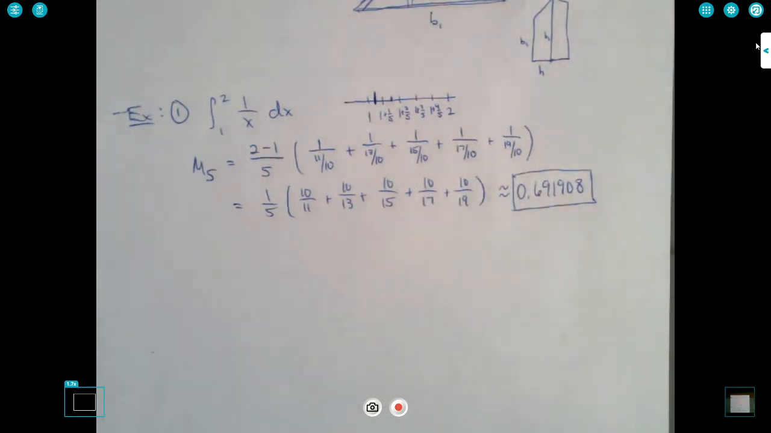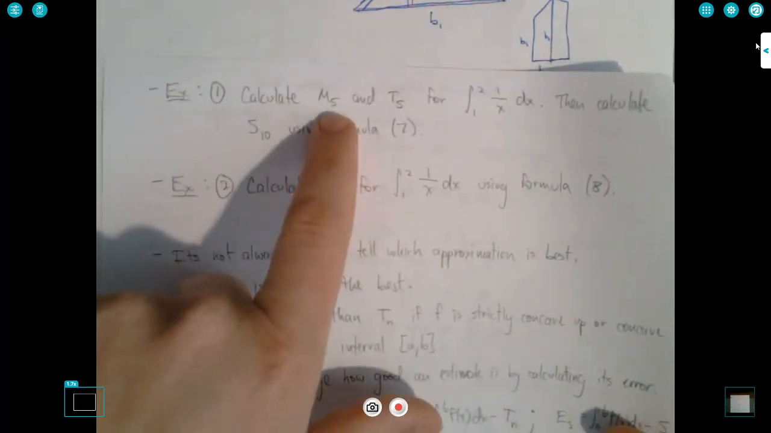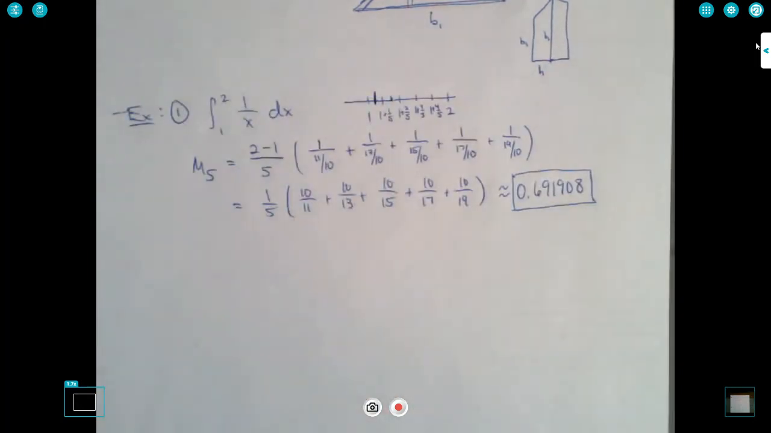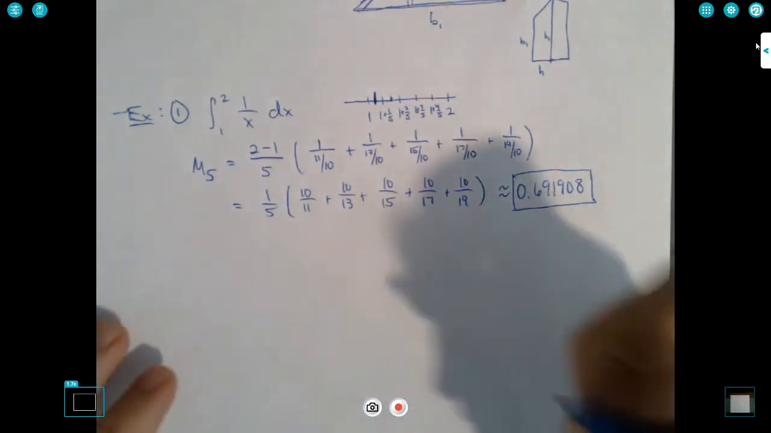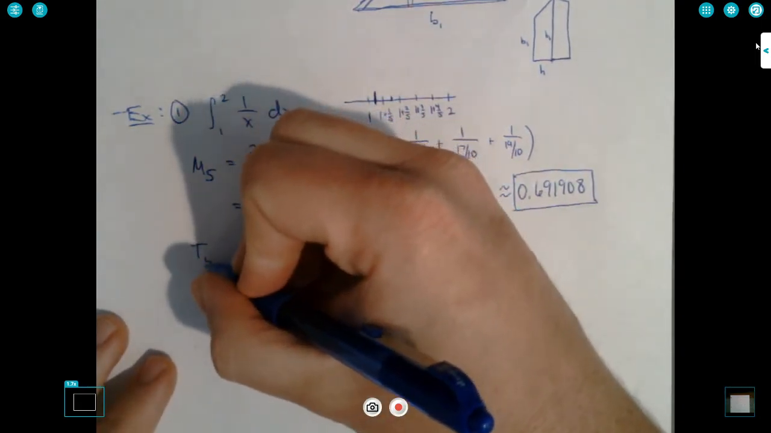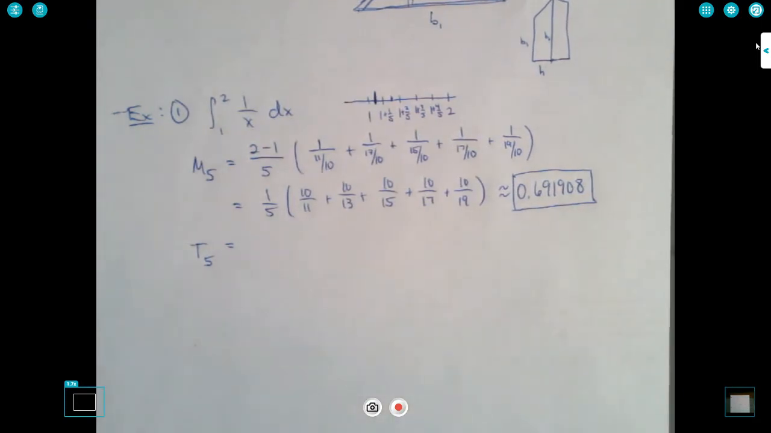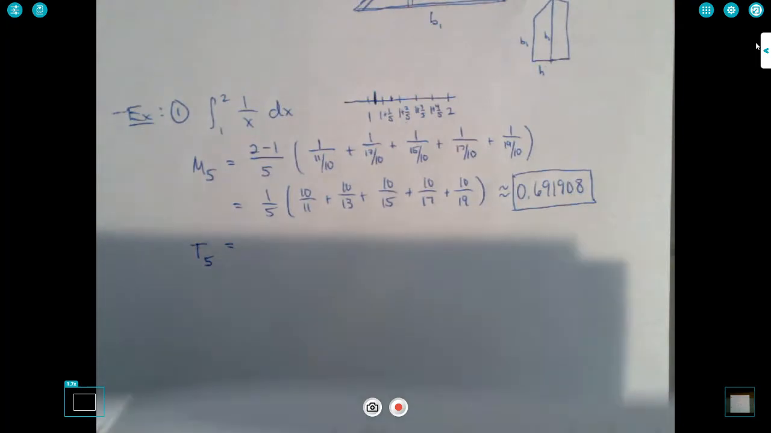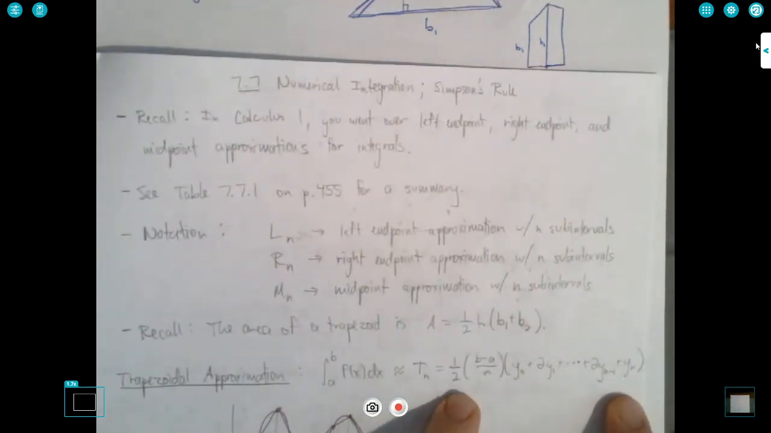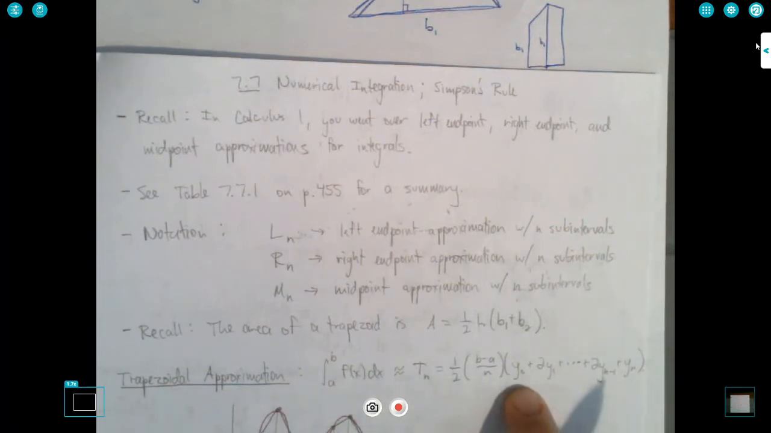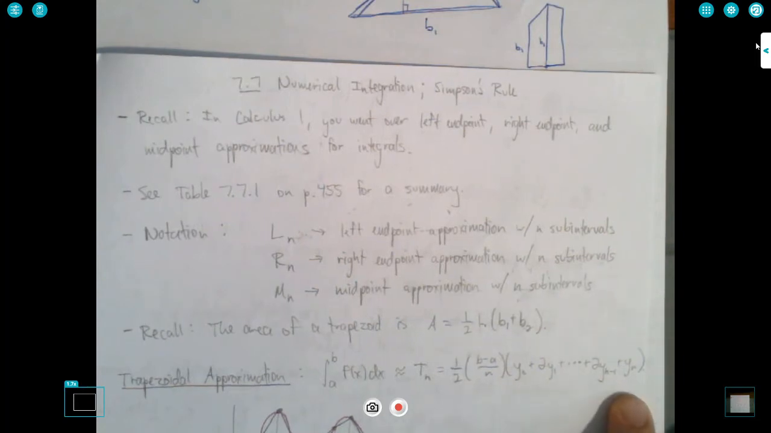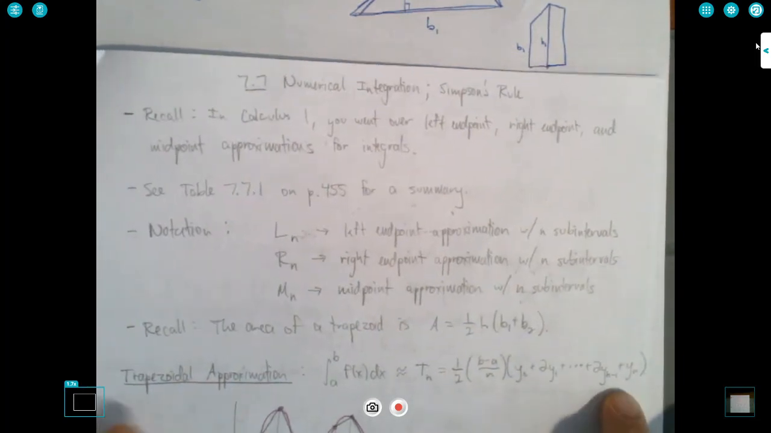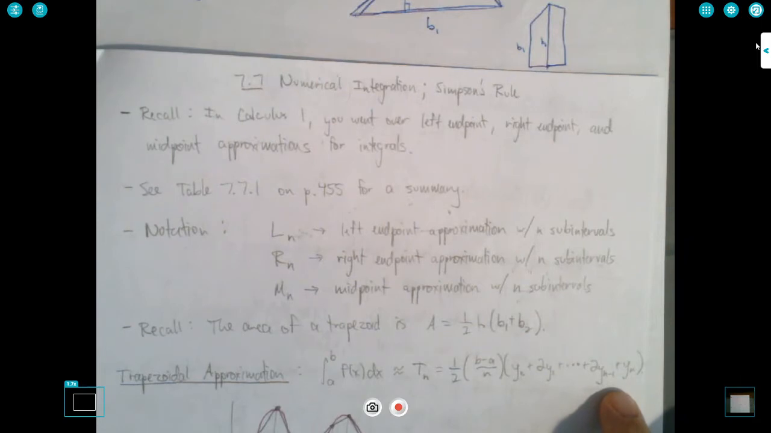Now, what else were we supposed to do? We were supposed to calculate M5 and T5, so let's do T5, the trapezoidal rule. Trapezoidal approximation, that's this one right here. This one's a little easier because we're not working with midpoints anymore. We're just working with the endpoints, which is kind of nice.